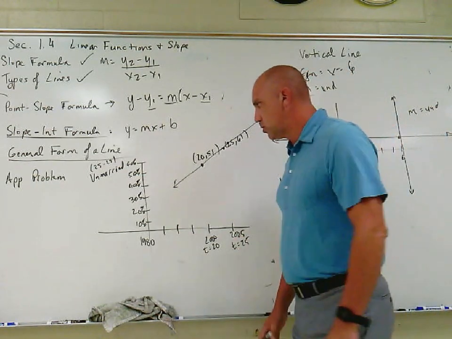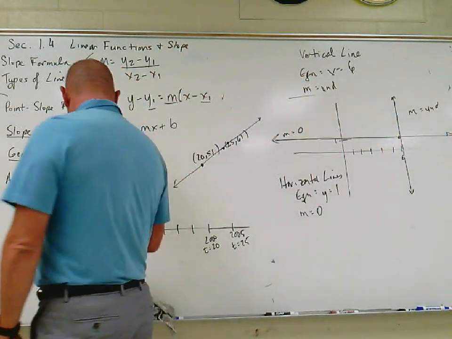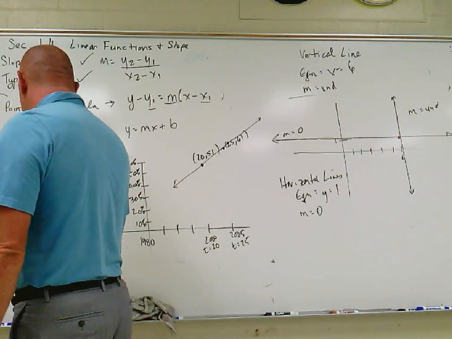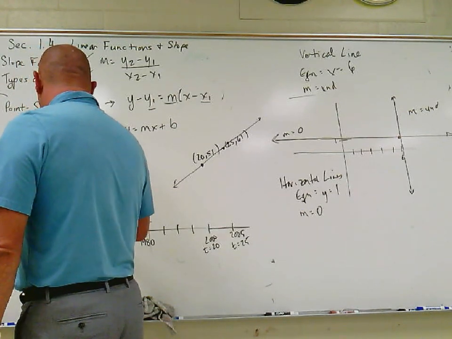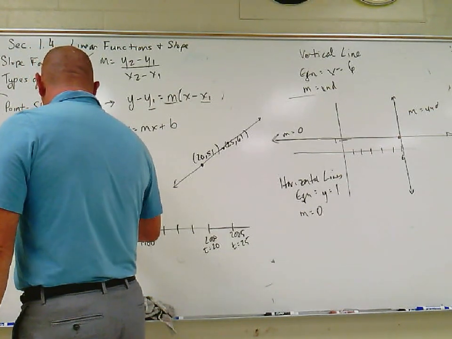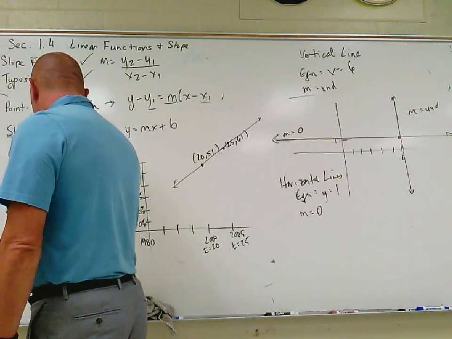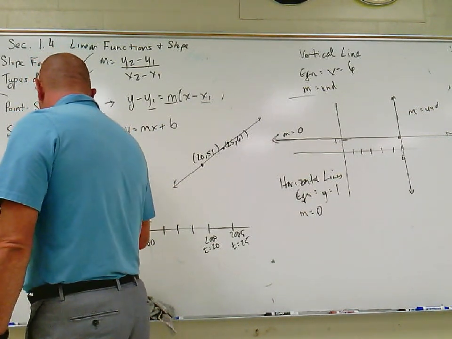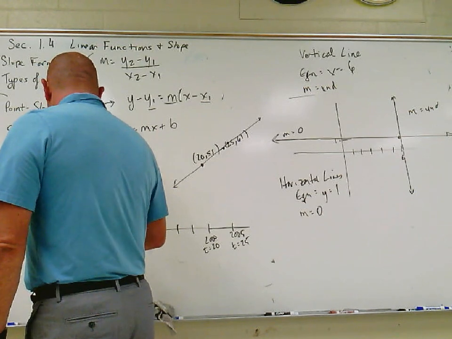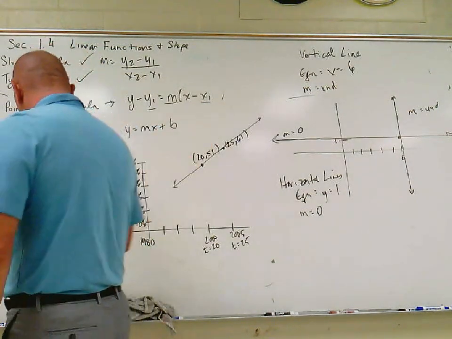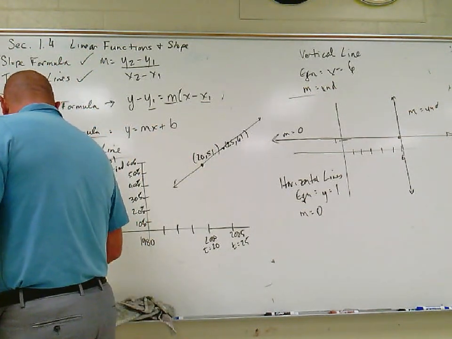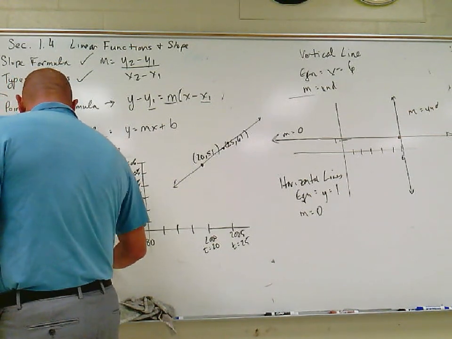So, what I want you to do is this. First, part A, find the slope. Part B, write the point slope formula, and just use whatever point you want. And then write the slope intercept form. Do those three things.